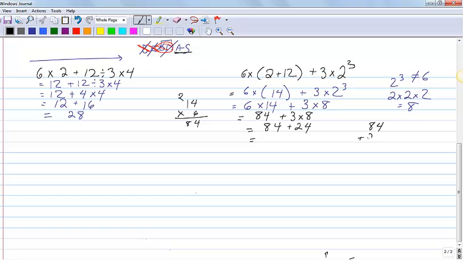Feel free to write this out the long way if you'd like to. 4 plus 4 is 8. 8 plus 2 is 10. My final answer, 108.